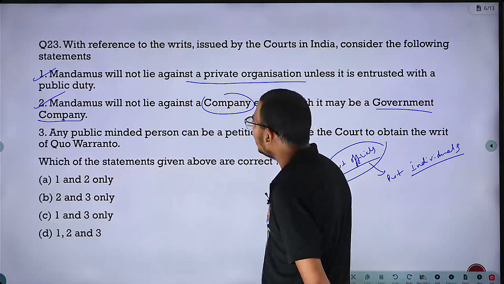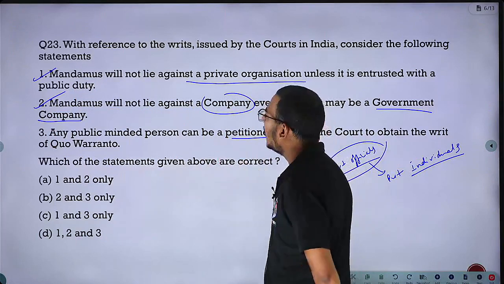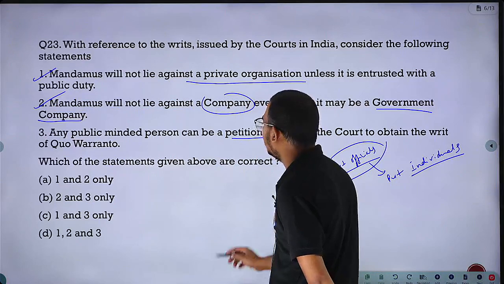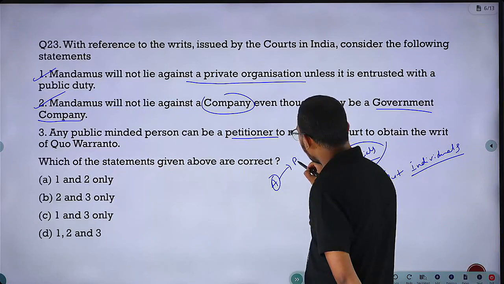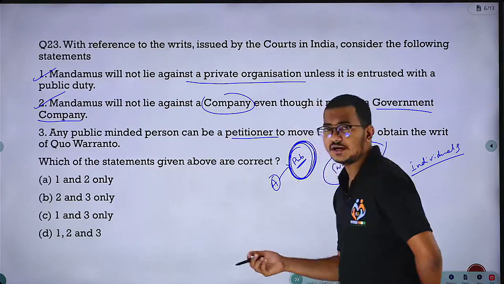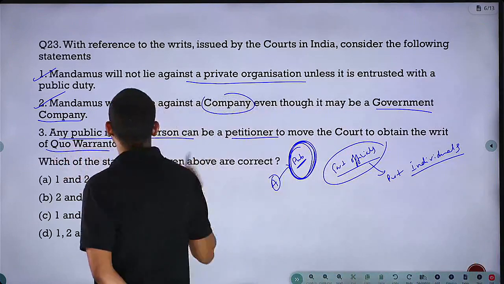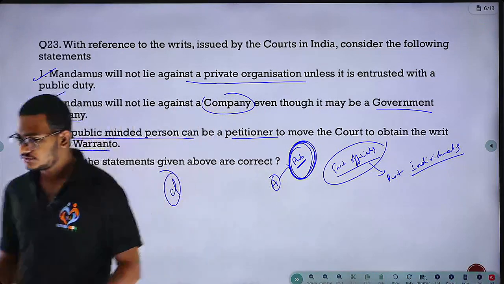And third one is any public minded person can be a petitioner to move the court to obtain the writ of quo warranto. Which means, see, quo warranto means, let's say this person is A, he is into public employment. Now anyone can question on what authority you are holding this position. So quo warranto, any public minded person can question this. So your option is, all are correct, so option D is your answer.